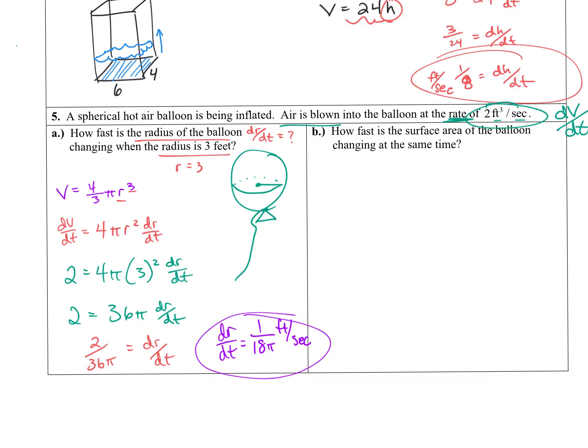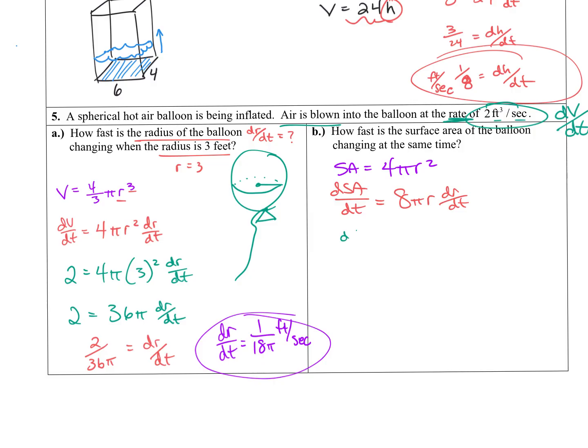All right, and then how fast is the surface area of the balloon changing at that time? Well, the surface area is equal to 4 pi r squared. So the derivative of that would be 8 pi r dr/dt. And we're plugging values in.